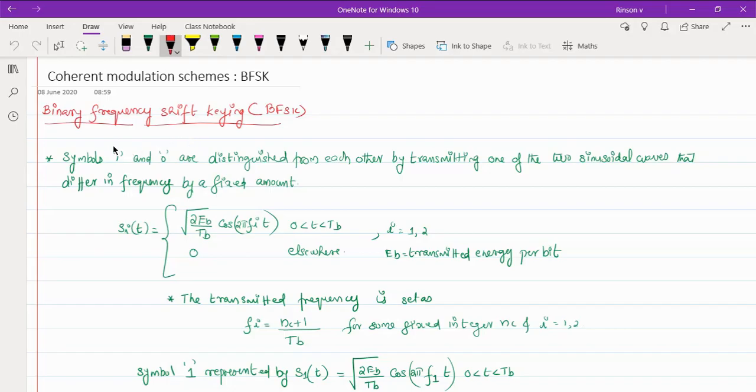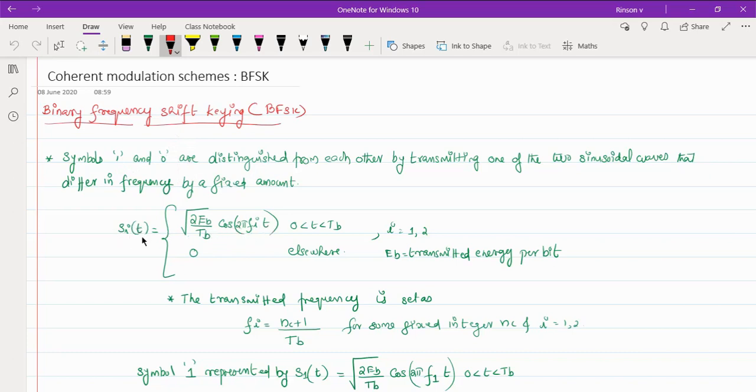Hi, in this lecture we will see a different coherent modulation scheme, that is BFSK, binary frequency shift keying. In BPSK and QPSK, the symbols were distinguished by the phase of the carrier, but here it is distinguished by the frequency of the carrier. The symbols 1 and 0 are represented by a carrier with different frequencies.